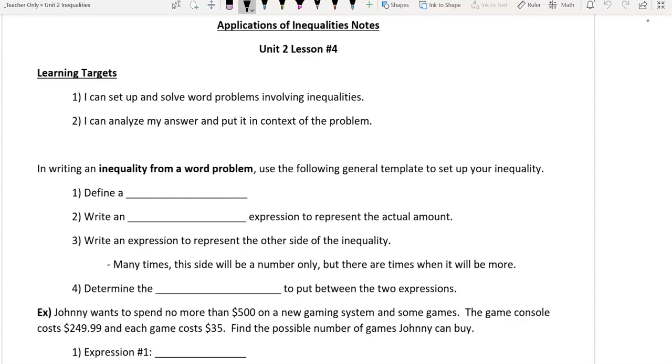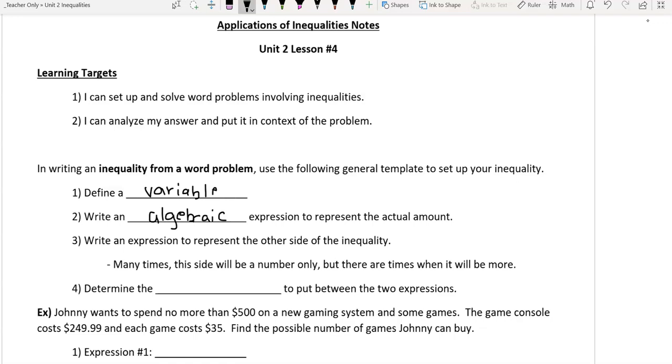So in writing an inequality from a word problem, we still use this general template. We always start with defining a variable. I think I've emphasized this enough, that is a big part of it. That's also a point on these tests or quizzes. And then we write an algebraic expression to represent the actual amount, okay? And then we're going to write another expression to represent the other side of the inequality.